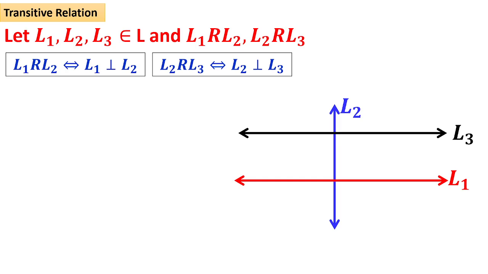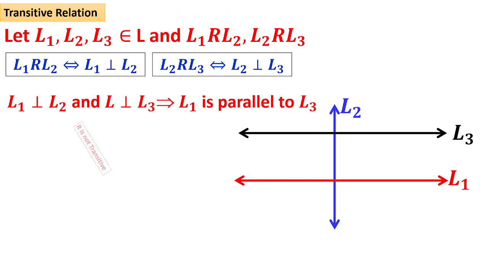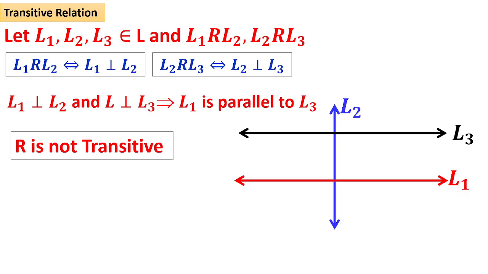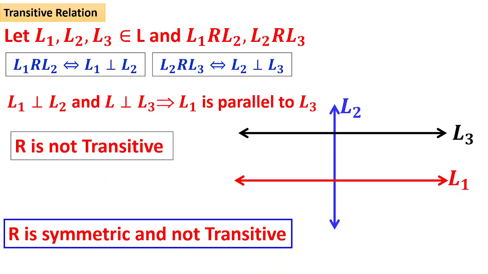L1 is perpendicular to L2, but L2 is perpendicular to L3. Now when you see L1 and L3, they are not perpendicular, they are parallel. Therefore, L1 is parallel to L3. Therefore, the transitivity relation is not carried forward. Therefore, it is not transitive.